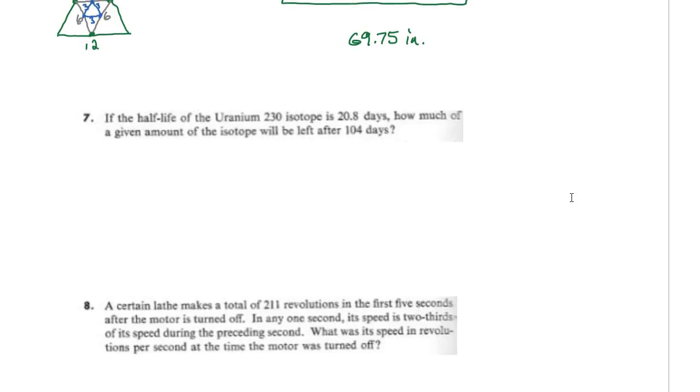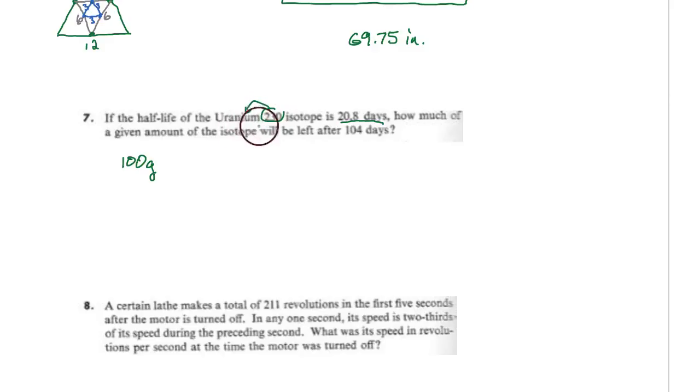Next, number 7. If the half-life of the uranium-230 isotope is 20.8 days, how much of a given amount of the isotope will be left after 104 days? This question doesn't tell us how much uranium-230 there is to begin with, but just to help us visualize the situation, let's choose a convenient amount. Let's say that there were 100 grams of uranium-230 to start with. The 230 is part of the name.